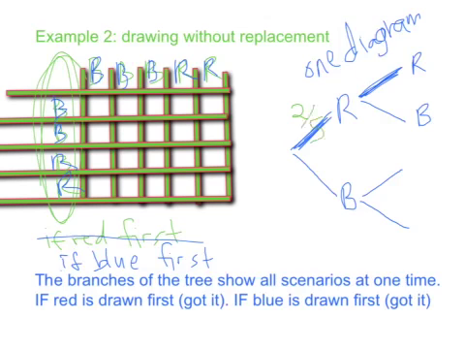Now remember, we're not replacing it. So that first ball was red. What are the chances that the second one will also be red? Well, that changes because we didn't put it back. So there's a 1 out of 4 chance now that the next one will be red.